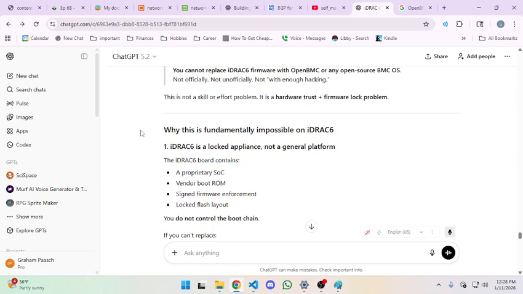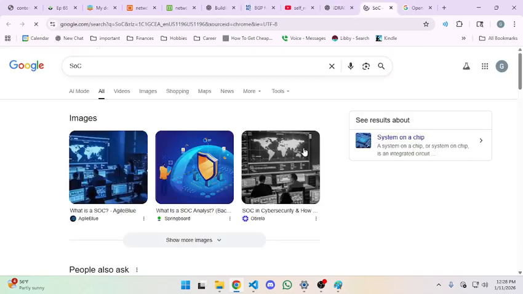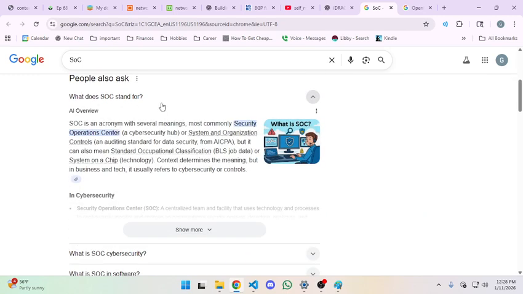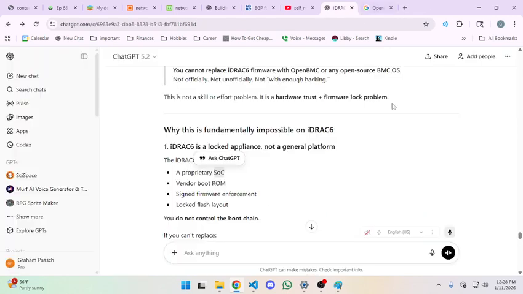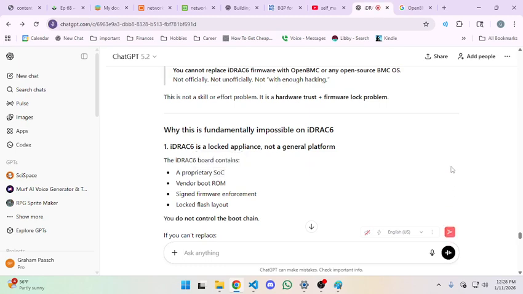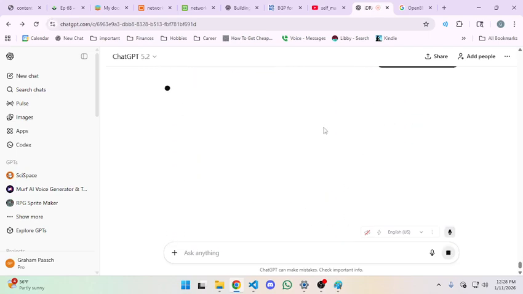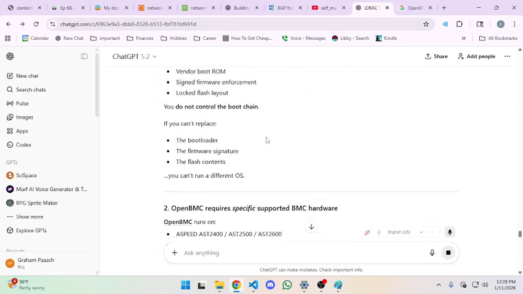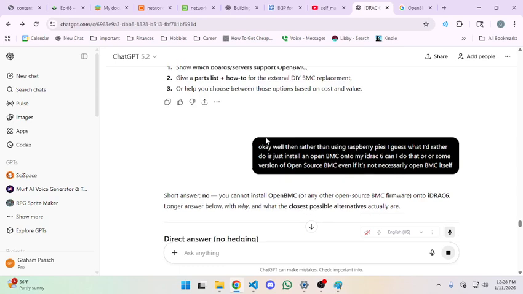So, iDRAC6 is a locked appliance, not a general platform. It contains a proprietary SOC. I don't know what that means. What is an SOC? It's a security operation. No. What is a proprietary SOC? Okay, so let's figure that out. And then it says, it contains a proprietary SOC.